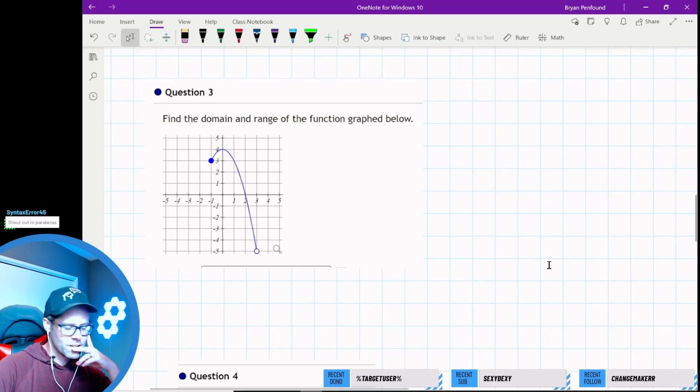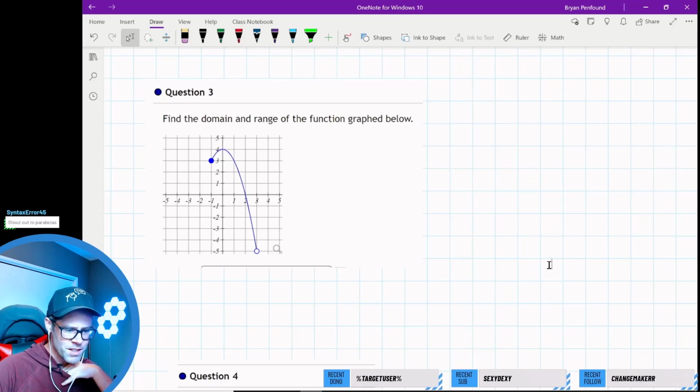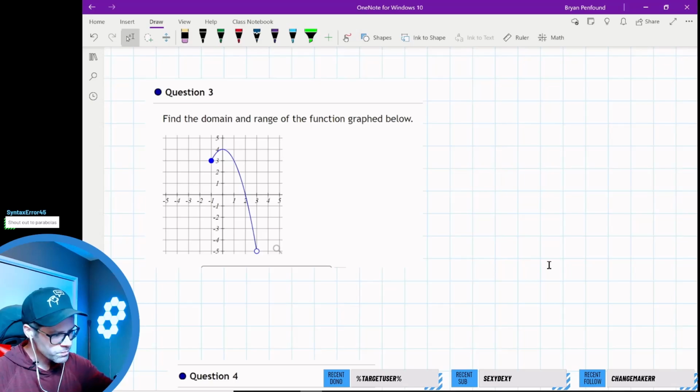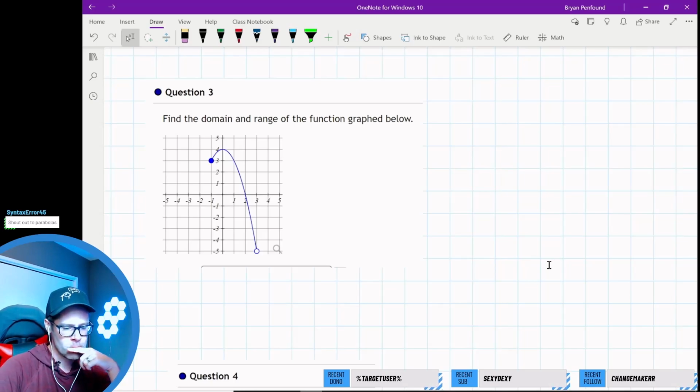All right, chat. Challenging questions ahead. Question 3, find the domain and range of the function graphed below. Shout out to parabolas. Yeah, shout out to half parabolas too. If a full parabola is too much for you, just have a half parabola. Love me some good parabolic motion.